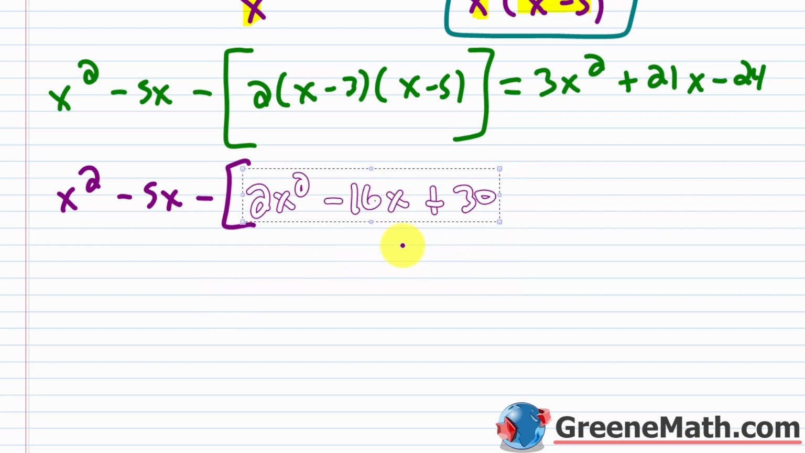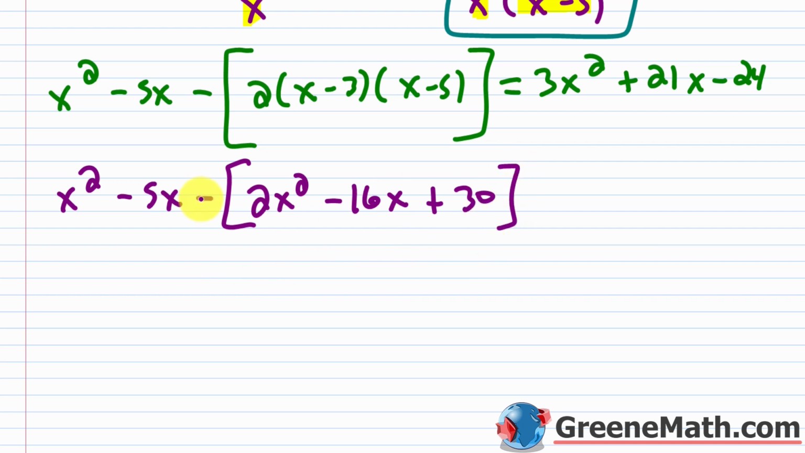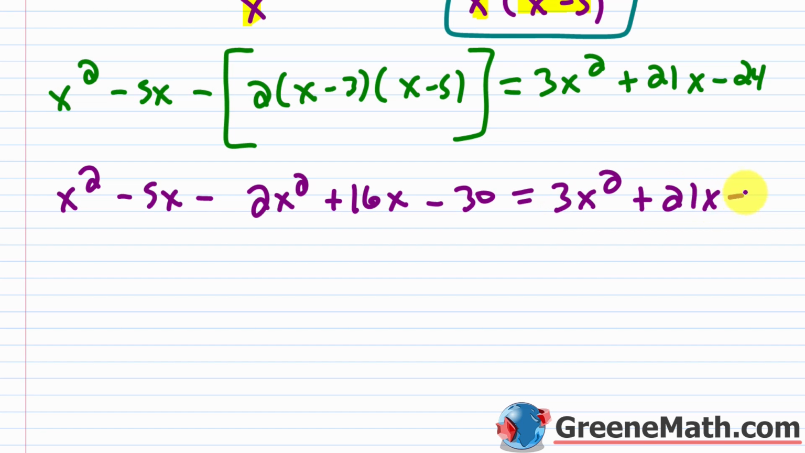Now here's where those brackets really come in handy. This negative has to be distributed to each term here. Okay, so I'm going to drop this, and basically I'm going to change the sign of everything. So this becomes a negative, this becomes a positive, and this becomes a negative. Very important. Then this equals, you have 3x squared, and then plus 21x, and then minus 24.